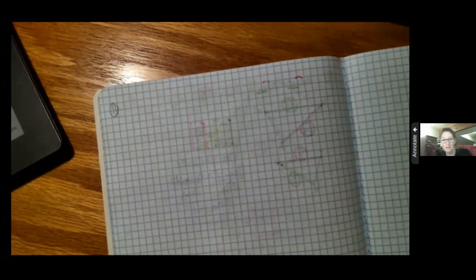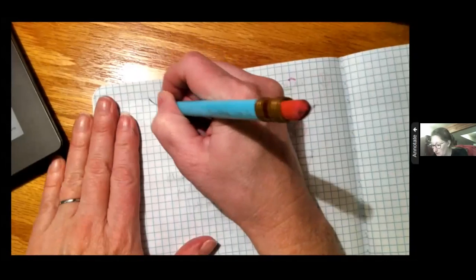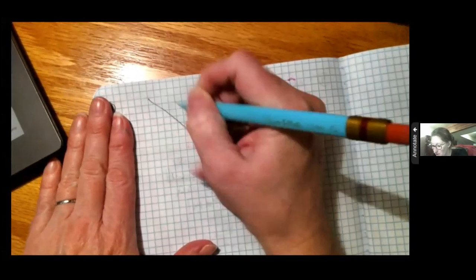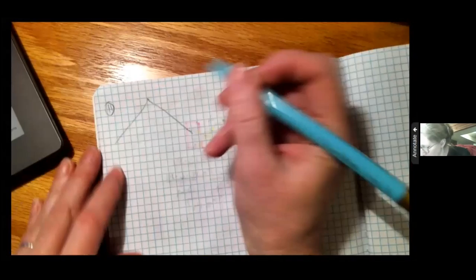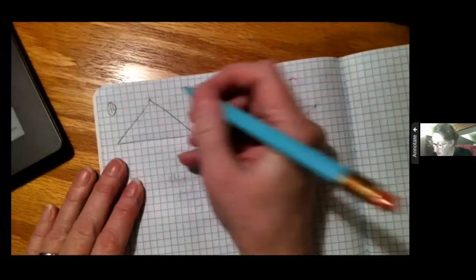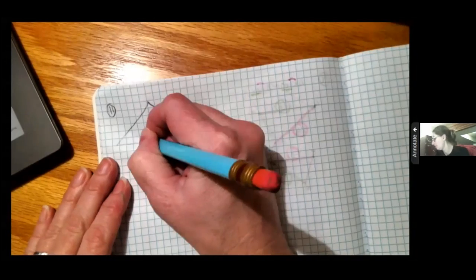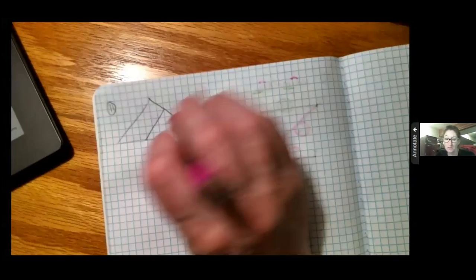All right, 11 is a triangle and a triangle. So I'm going to draw this, and I'm going to draw this. Oops. Yeah, I know, I should be using my ruler. I'm trying to get through this quick. Okay, and then I just match up a side. All right, so we don't have a similarity statement on this one. So we just need to label what we know.